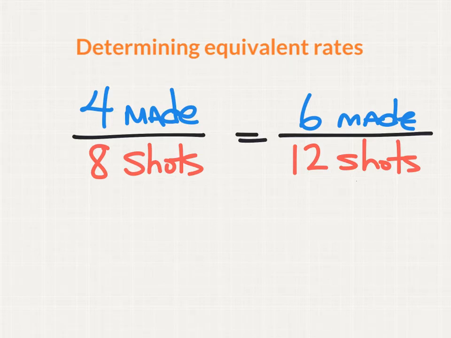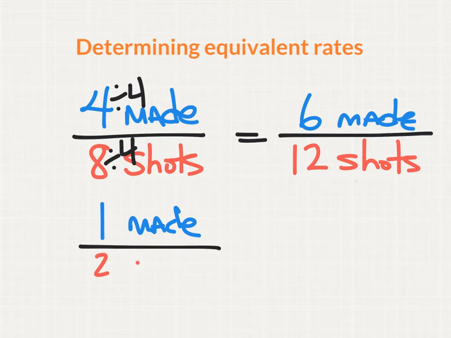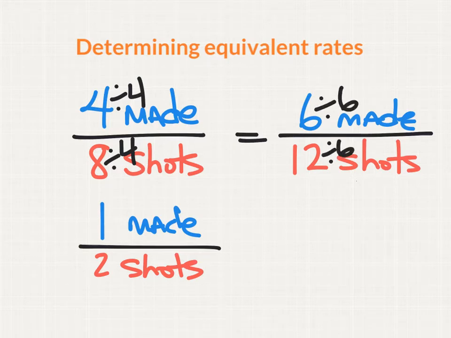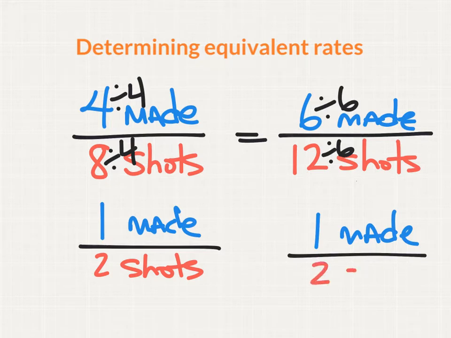Well, I think we should simplify. I know that I can simplify my rate using the greatest common factor of 4, so that I would simplify to 1 shot made for 2 shots taken. Now I know I can simplify your rate by 6. And if I simplify by the greatest common factor shared by 6 and 12, the number 6, I get that you made 1 shot for every 2 shots taken.